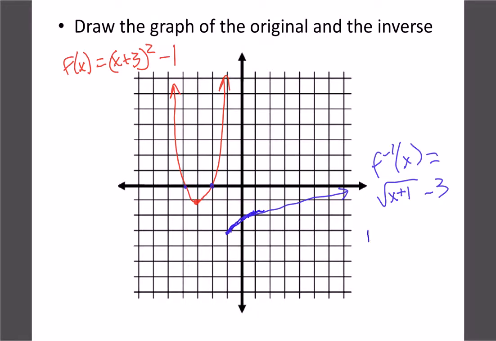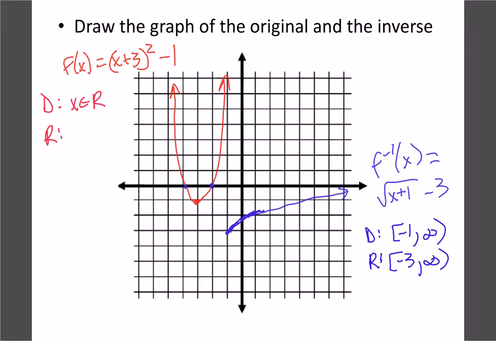So let's figure out what the domain and range is of the inverse. Our domain of the inverse is greater than -1, and our range, you can see, is greater than -3. If we compare that to our original function, we had a domain of any real number, and our range was greater than -1.